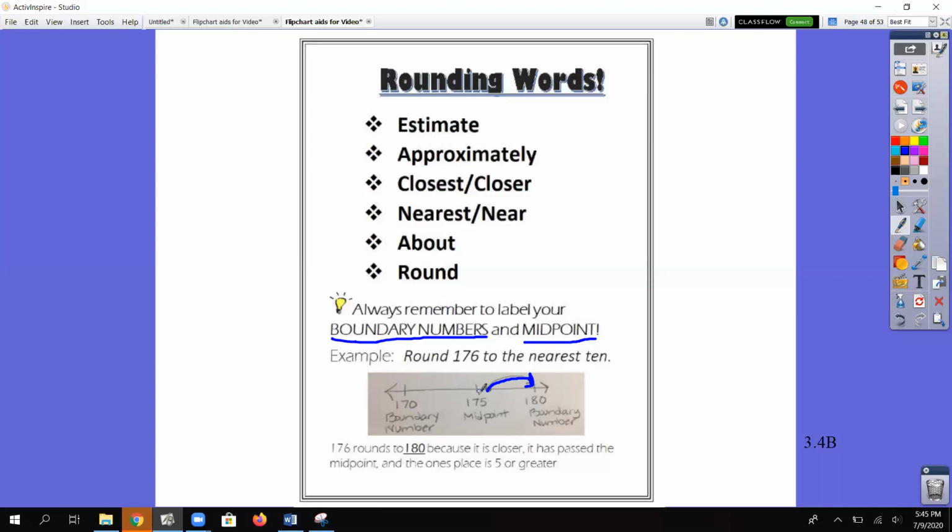If the number is on the midpoint or greater, then you go to the biggest boundary number. That's very important. Let me say that again. If the number is on the midpoint or greater, then you round to the greater boundary number. And if also the ones place is 5 or greater, you round up. Okay, so let's look at some examples.